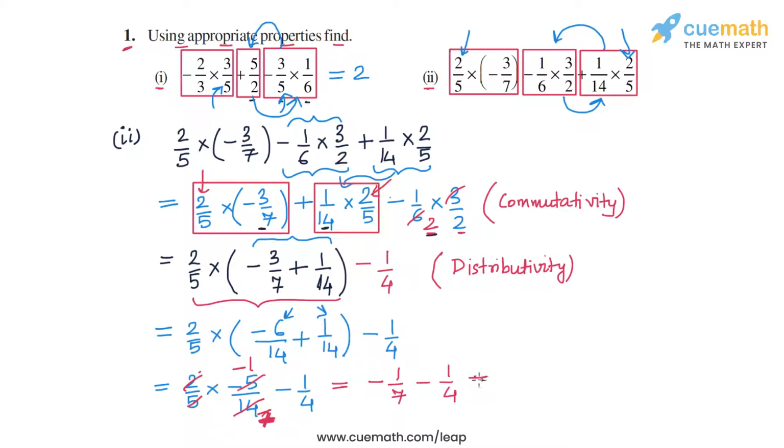And now we just need to take the LCM and combine these two terms. 7 and 4 have an LCM of 28. For the first numerator 1, we can write minus 4, and for the second numerator of 1, we can write minus 7. So we get minus 4 minus 7 by 28, and this is equal to minus 11 by 28. So the value of the expression in the second part is minus 11 by 28. And with this, we have completed both parts of question number 1.